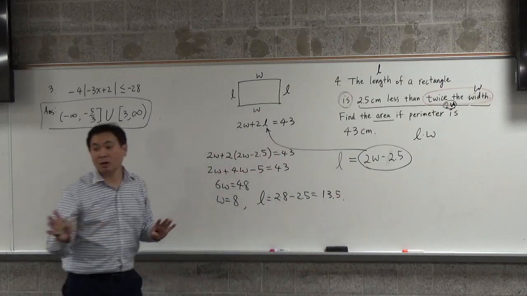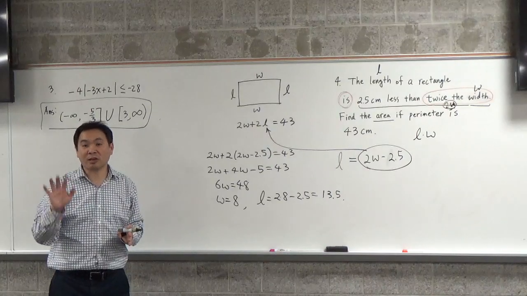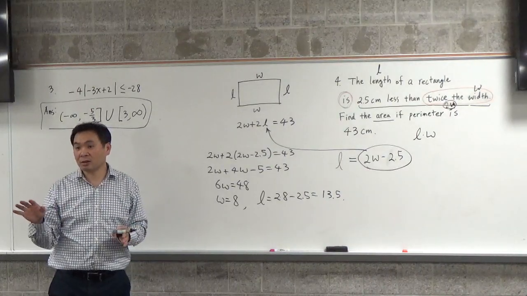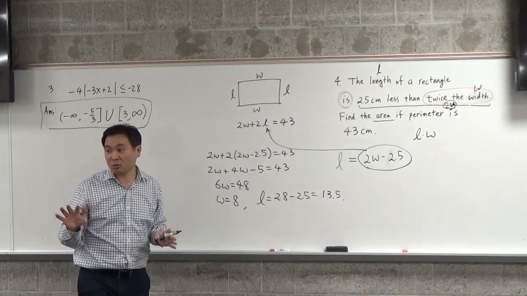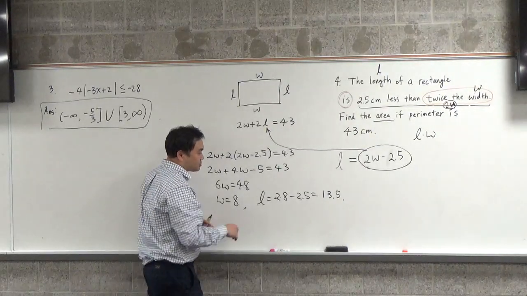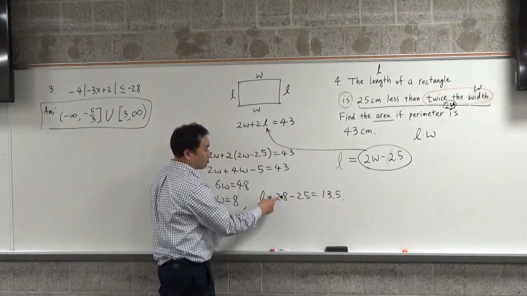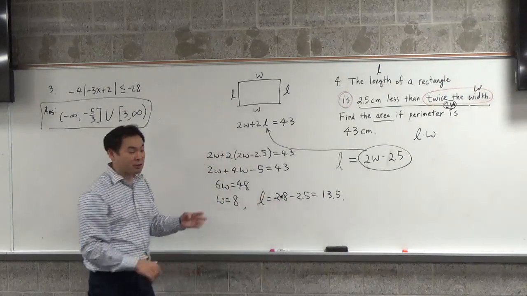Oh, remember, for this final exam, you're supposed to bring a scientific calculator, not any graphing calculator. Graphing calculators would be banned, okay? Make sure you bring them. So, this one you can just use a calculator to calculate, right? 2 times 8 is 16 minus 2.5, you'll get that.